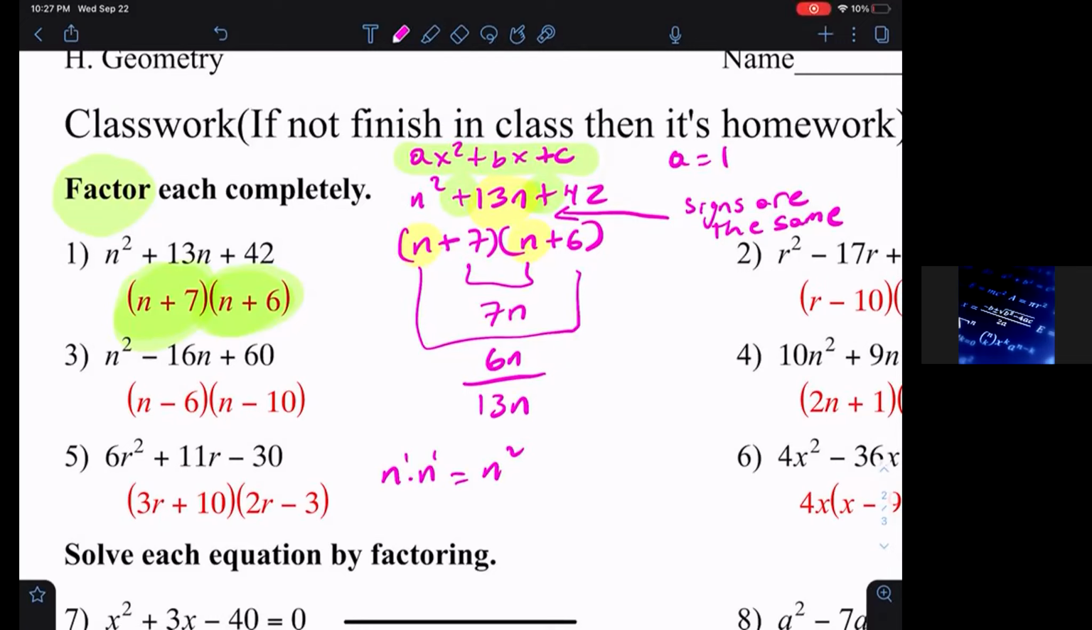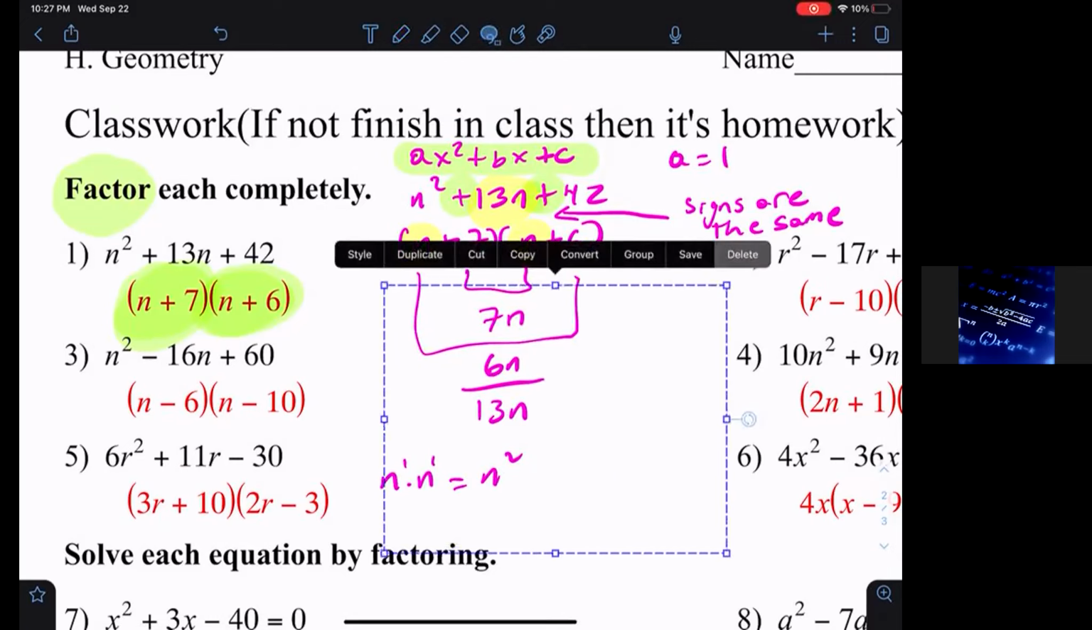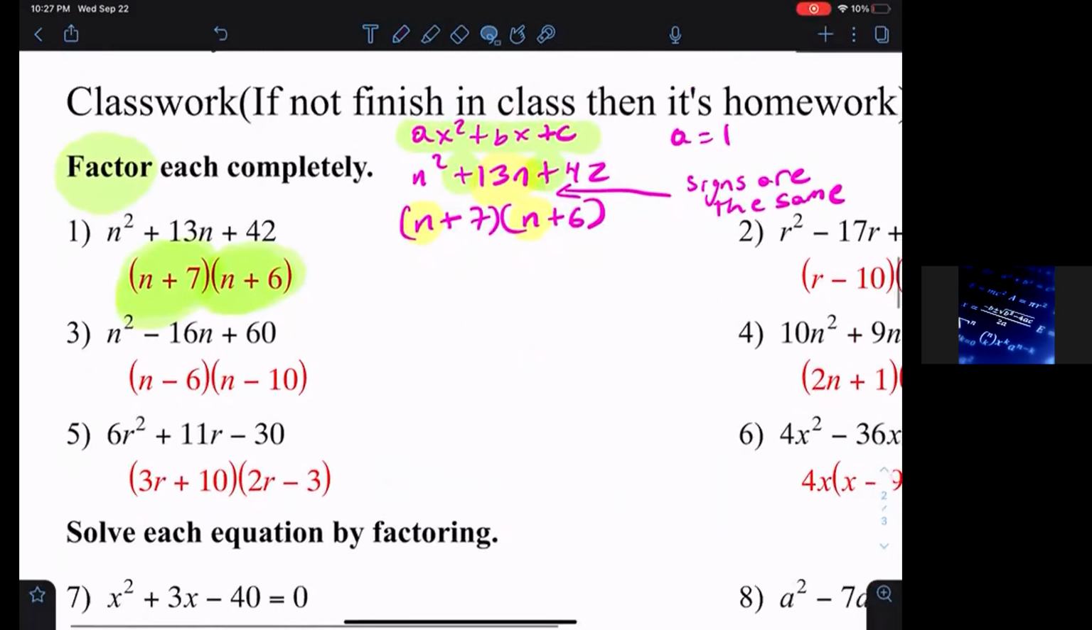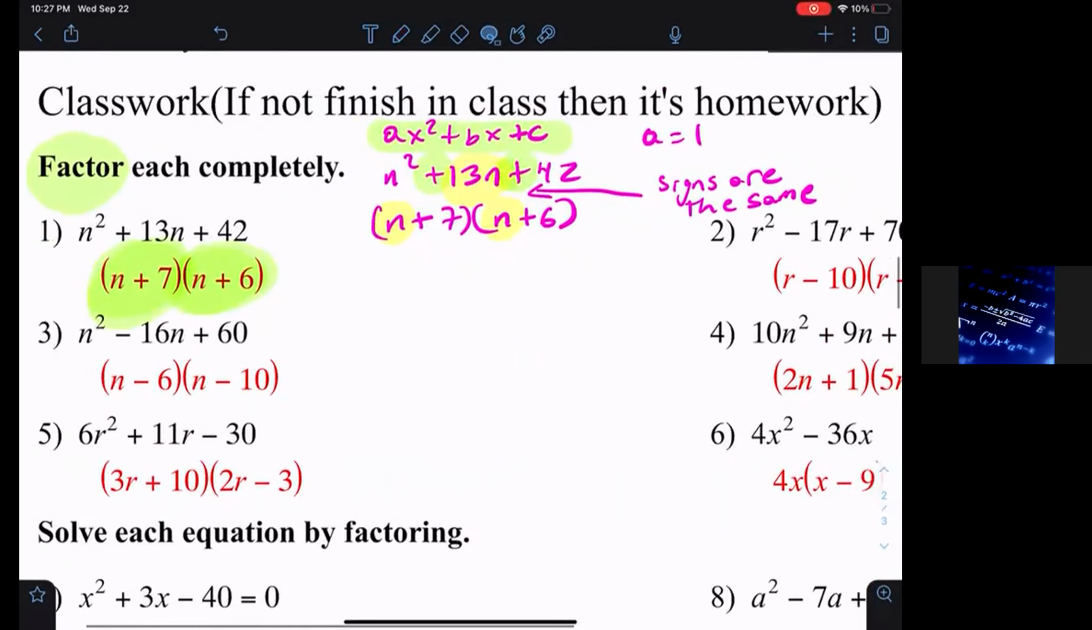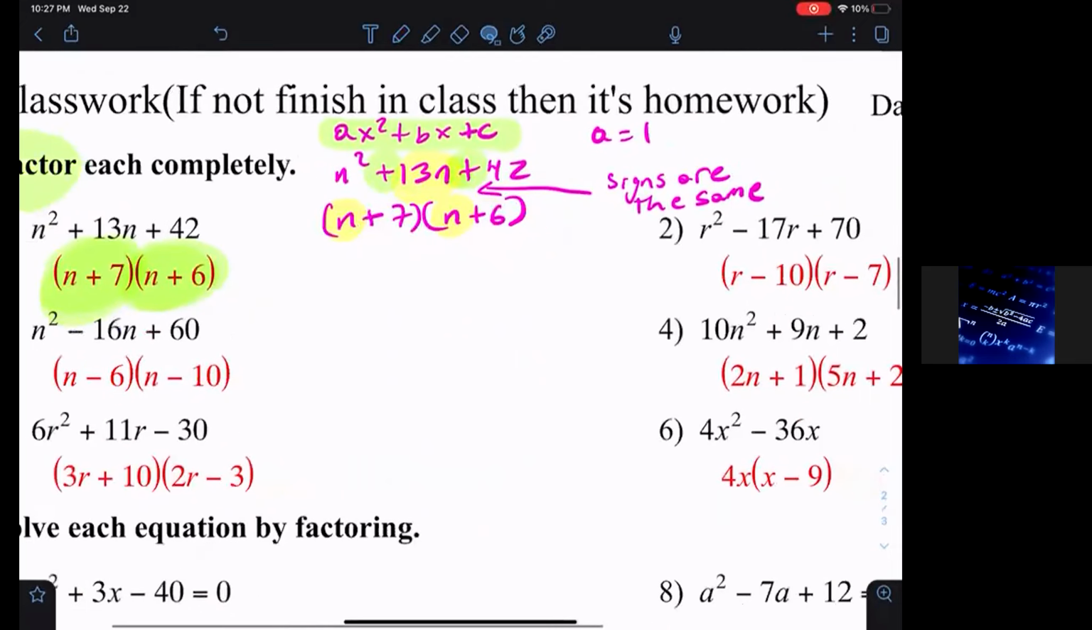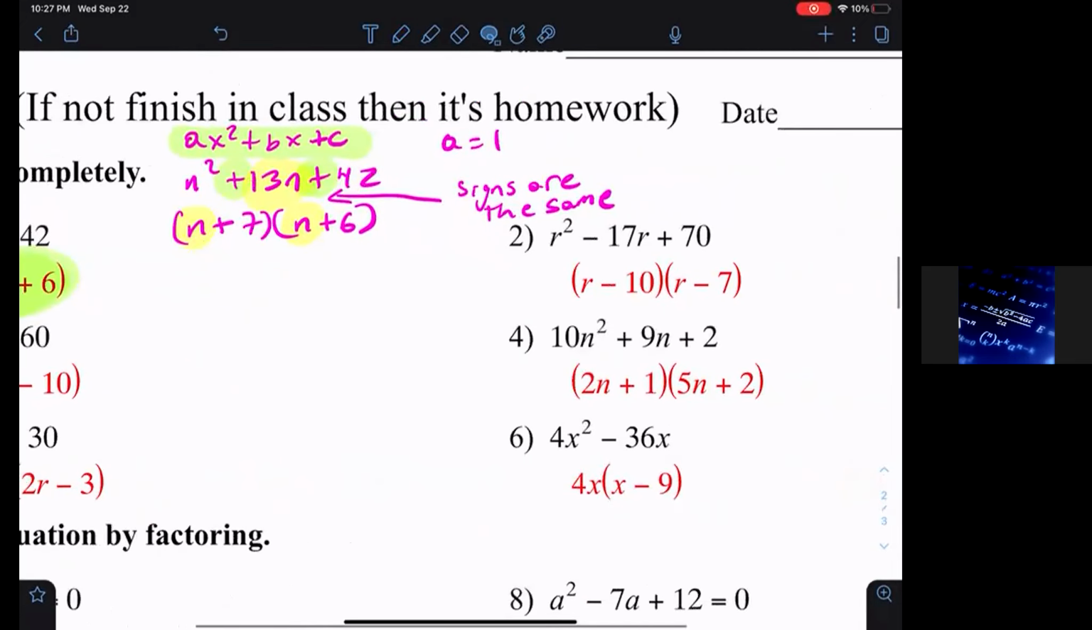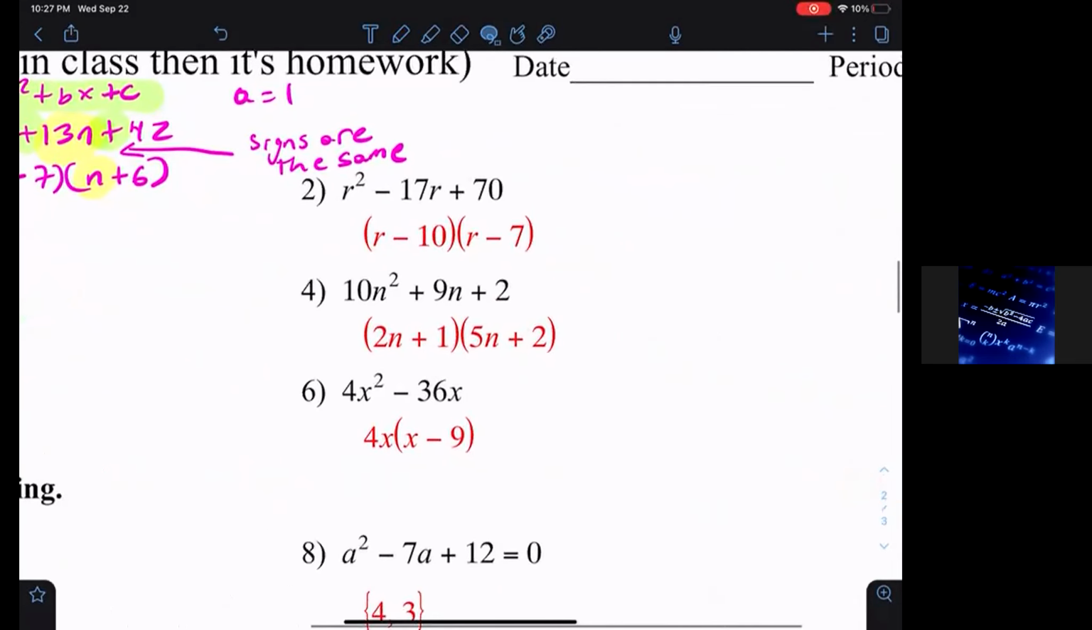When a equals 1, it's very simple to do the problem. Okay, so that's the answer for the first problem: n plus 7 times n plus 6, right? Simple. The second one I have to do, now this time it's just r, right? So you do the parentheses. Again, look, the leading coefficient is 1, right? So it's easy. So you do r and r.